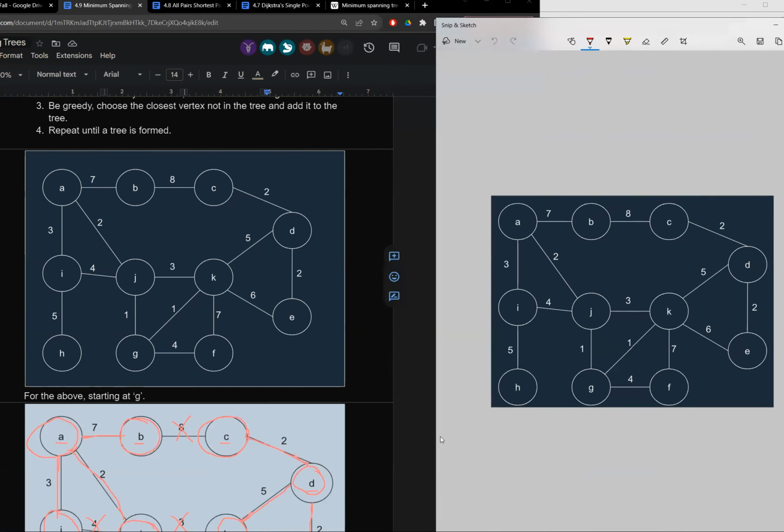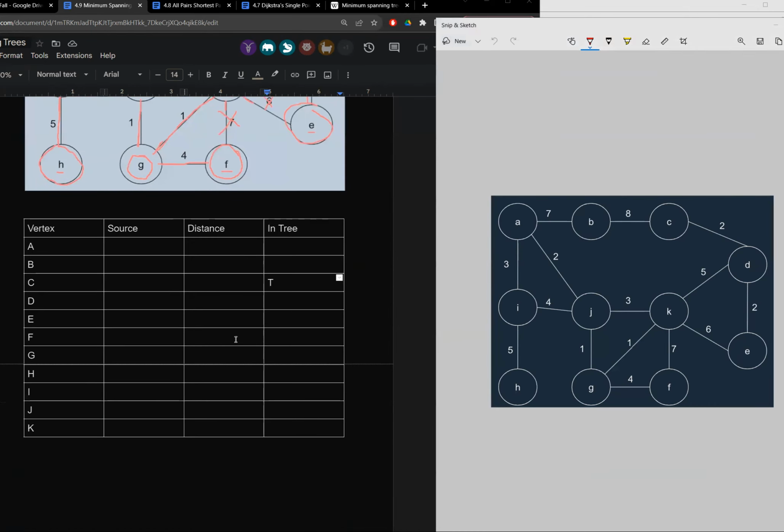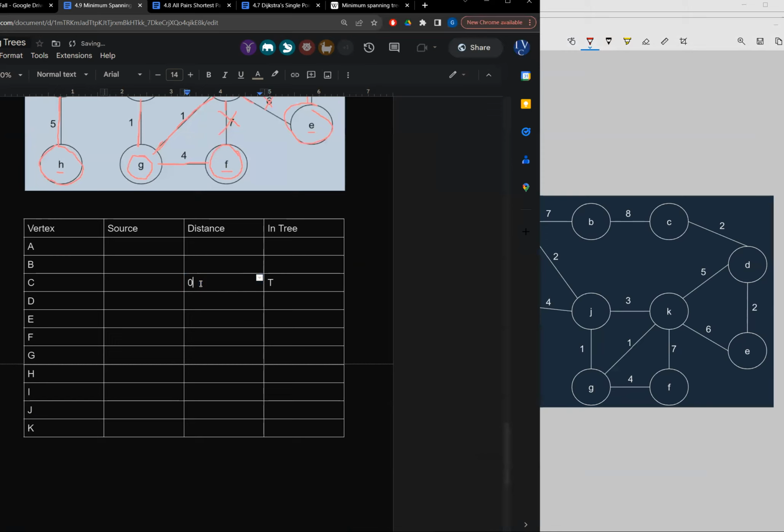C is a part of our graph here. The distance to C is 0, no source. Yeah, we didn't care about 8 again because we already had our tree.